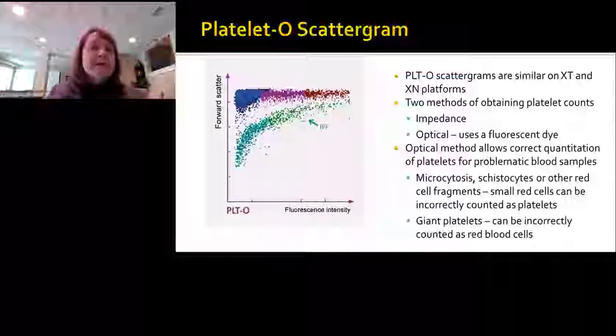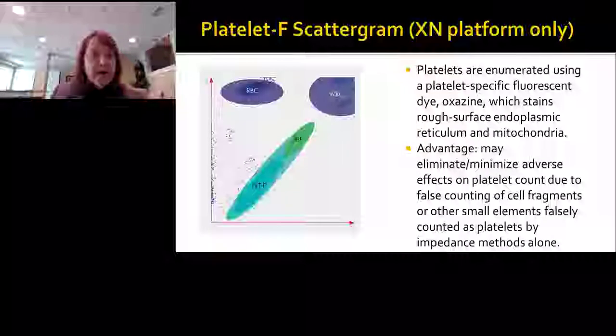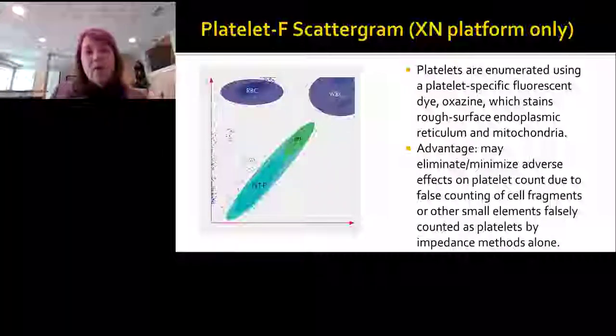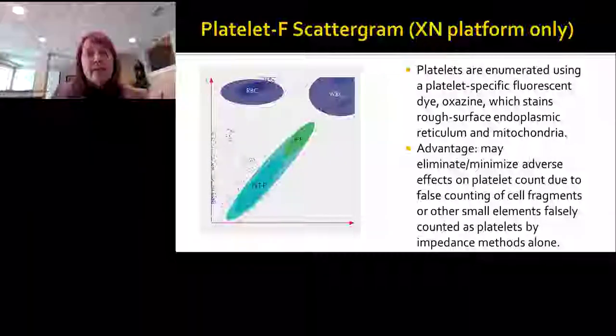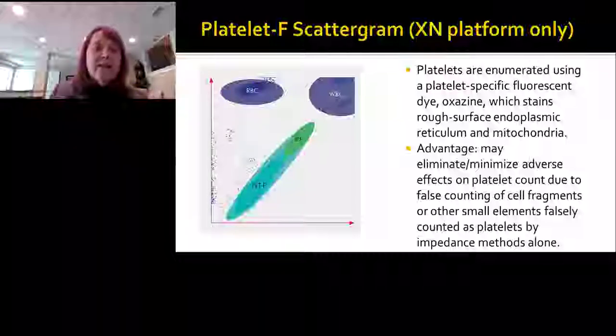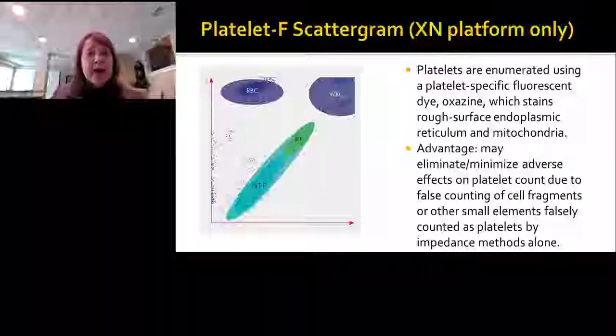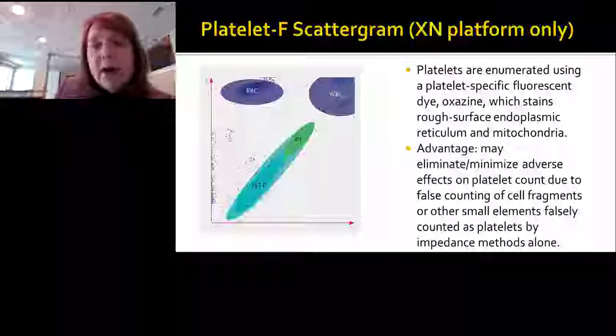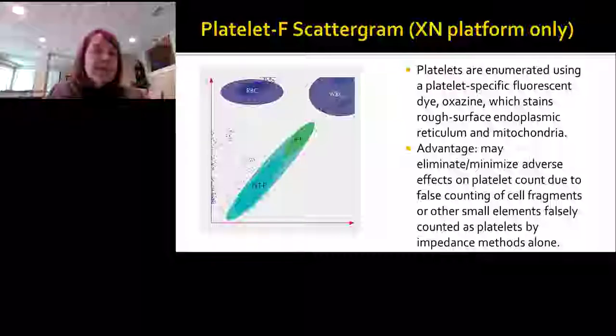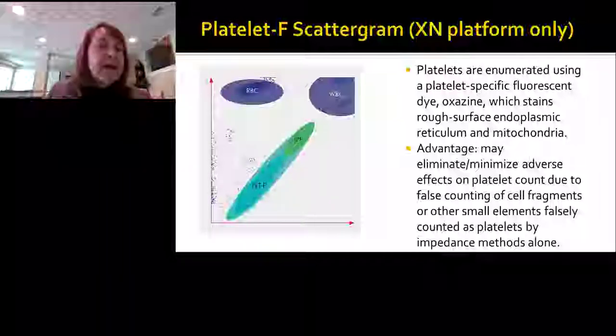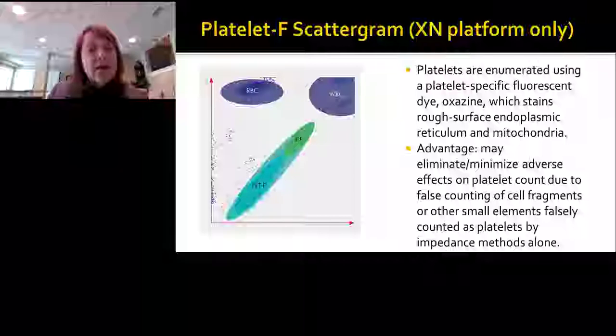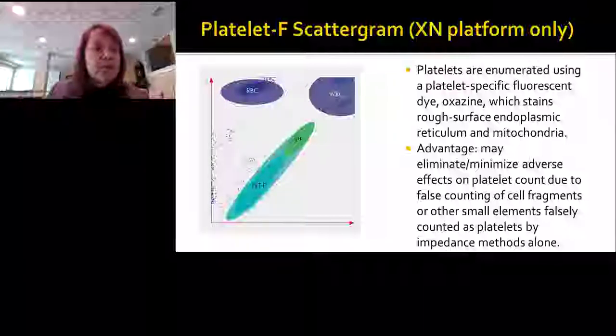So the XN brings us yet another platelet scattergram, and this platelet scattergram is now called our Platelet-F scattergram. In it, Sysmex has incorporated yet a different platelet-specific fluorescent dye, which in this case will stain rough endoplasmic reticulum and mitochondria. With this particular scattergram, we are looking again at forward scatter, so red cells are large, platelets are small. But in this case, our x-axis now shows us side fluorescence.